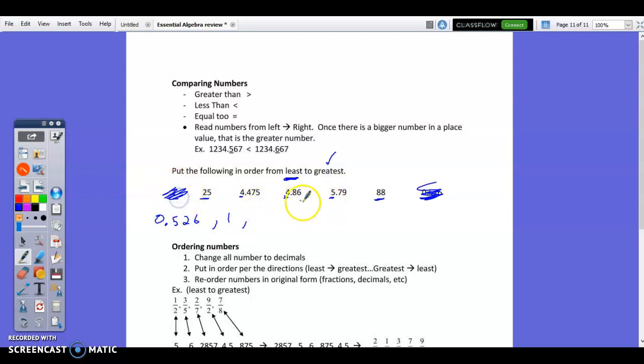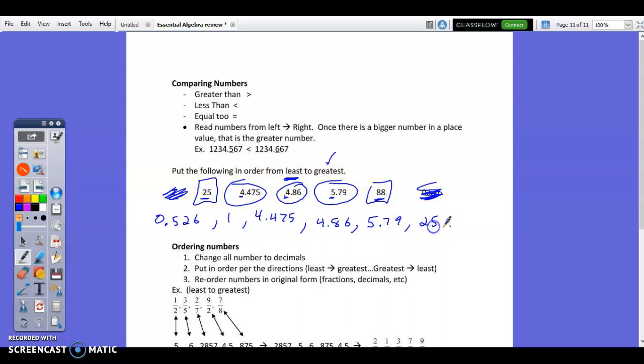That's now gone. Now of these 3, because these all only go to the 1 spot, I have to figure out which one is smaller. So this is 4.4. I'm just going to go to that next spot. This is 4.8. Well, 4.4 is less than 4.8, so I would say 4.475 as my next one. Then 4.86. Now I'm at the 5. 5.79, and now I'm at my numbers that have the tens. So 25 is smaller than 88, so 25 and 88.